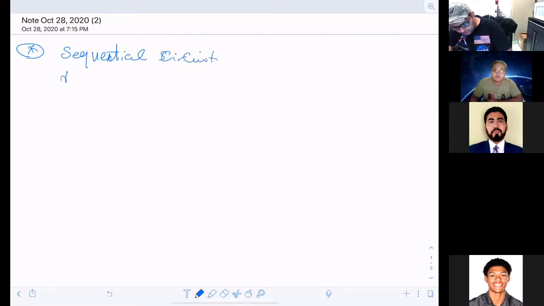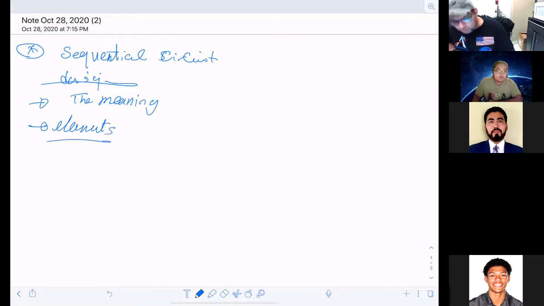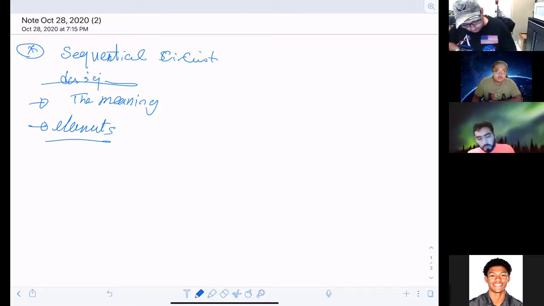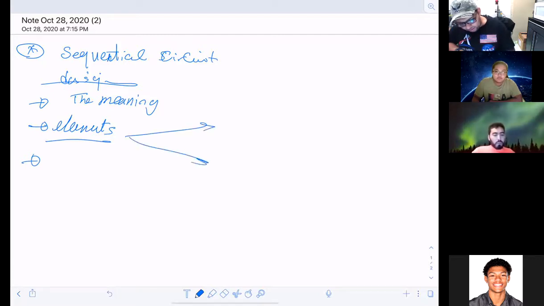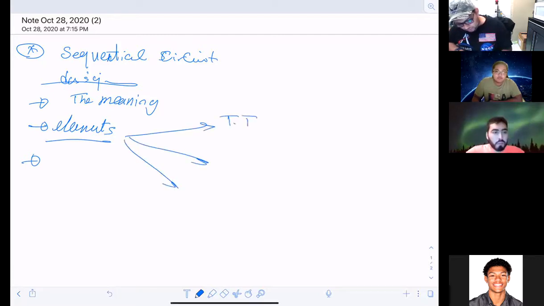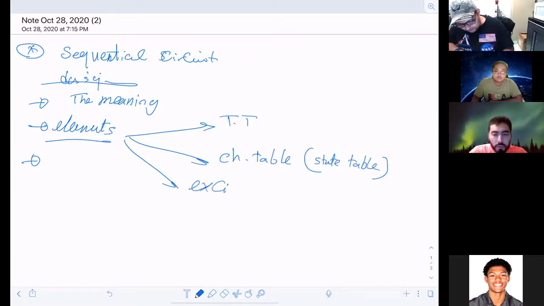So we are talking about sequential circuit design. When we say sequential circuit design, we need to know what sequential means, and the elements we should use in the design of this type of circuit. Also, when we say the elements, we have to understand three different things: the truth table, the characteristic table, sometimes mistakenly called the state table, and something called the excitation table.